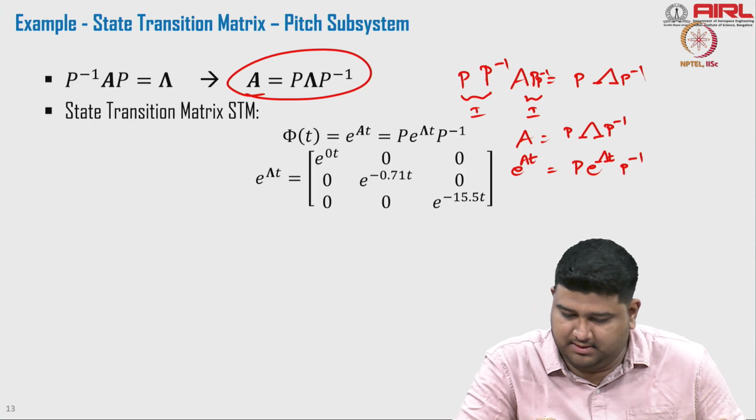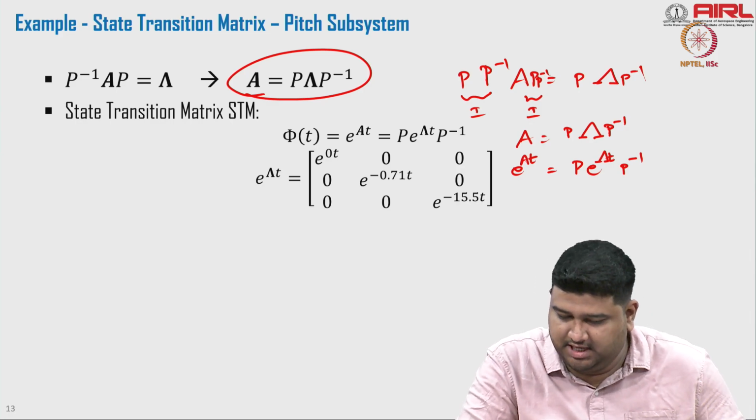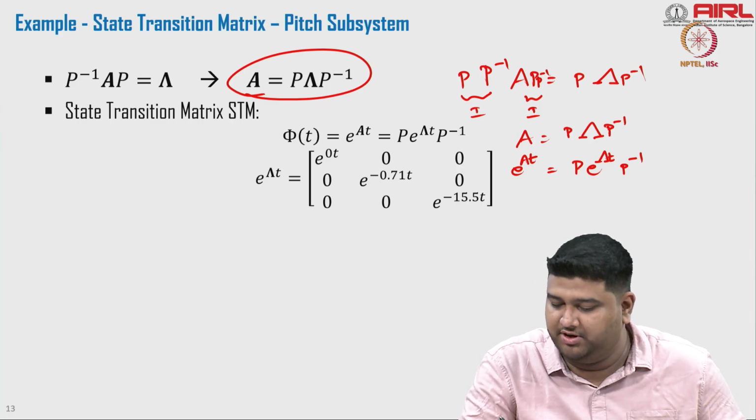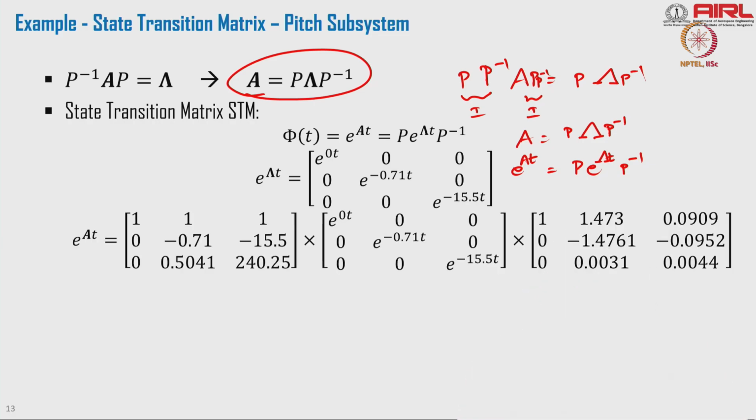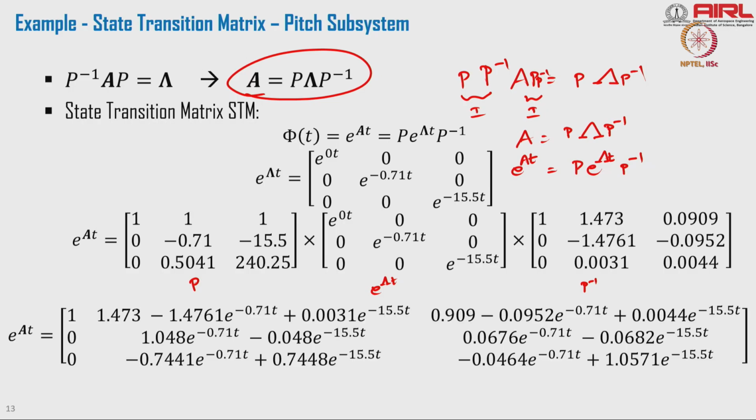So our e power lambda t equals e power 0t, e power minus 0.1t, and e power minus 15.5t along the diagonals. Hence e power At is P times e power lambda t times P inverse, and we get this equation to be our state transition matrix. This state transition matrix is extremely important when it comes to calculating the solution of the equation. So at any time t, we can find the exact value of x(t), but for that we need e power At, and we found that from the matrix A by diagonalizing it using a similarity transformation.